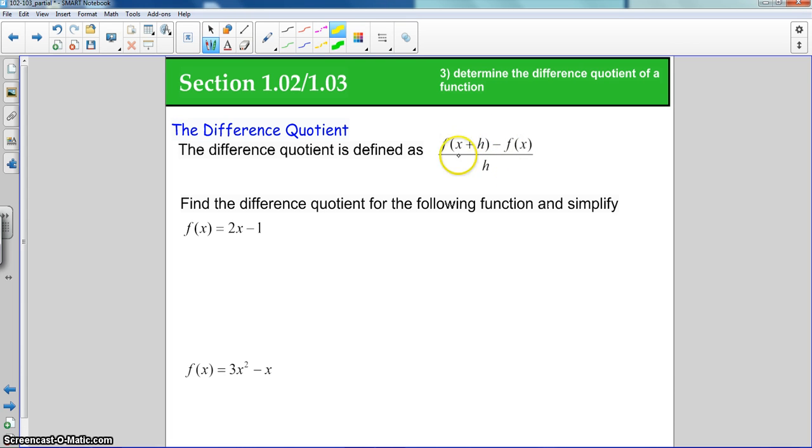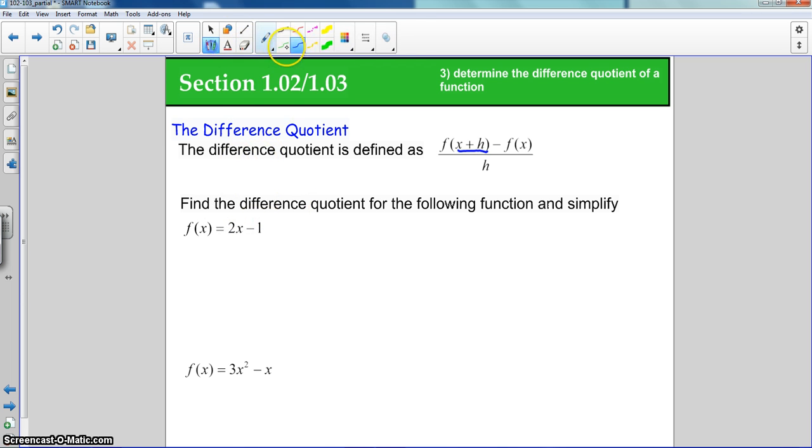Now, what this first part means, the f of x plus h, is that for every occurrence of x, for example in this function, the only occurrence of x is there, I replace this x with the x plus h. So I have to just put that in parentheses and then simplify, and this ends up being a little bit more algebra than anything. So let's go through a couple examples.